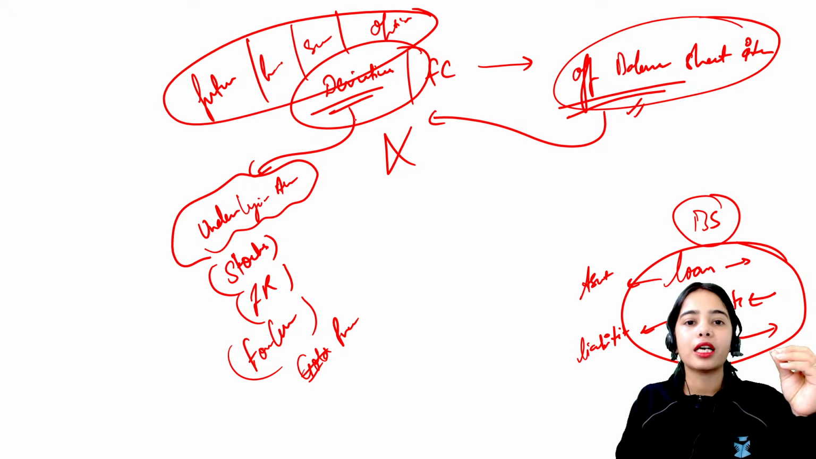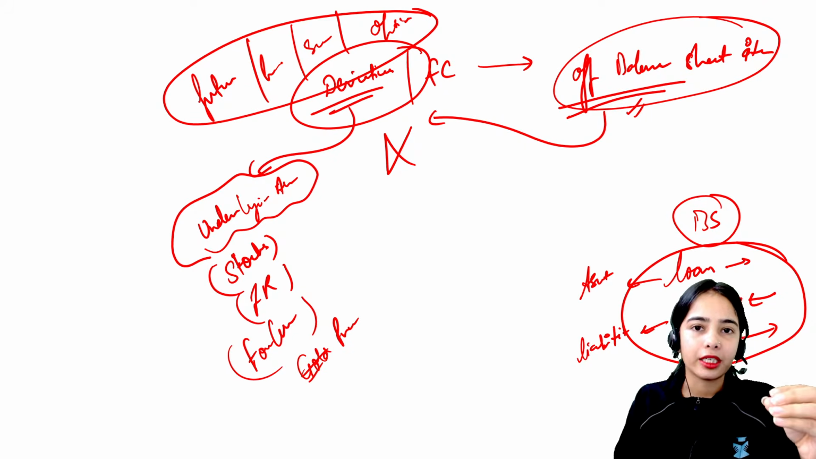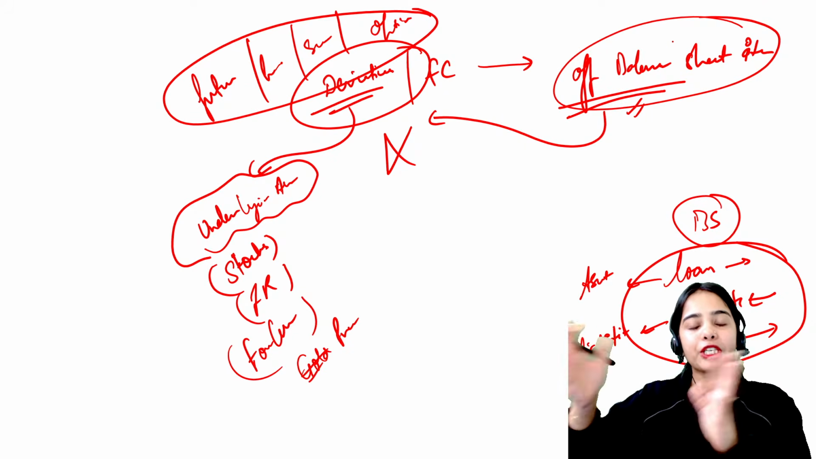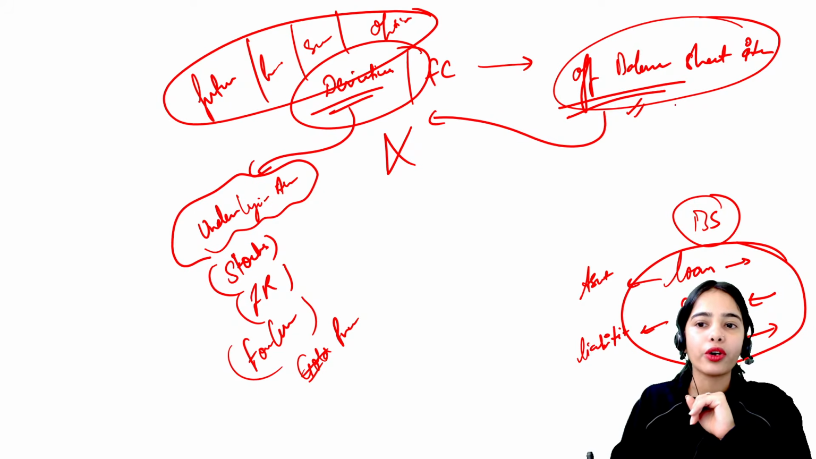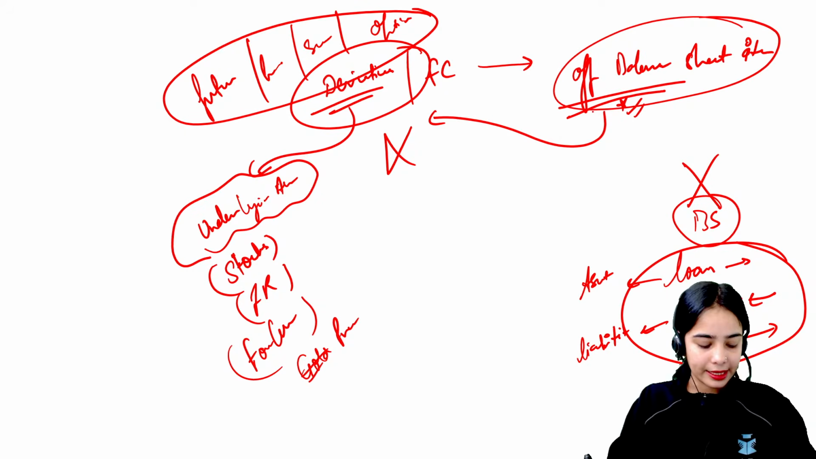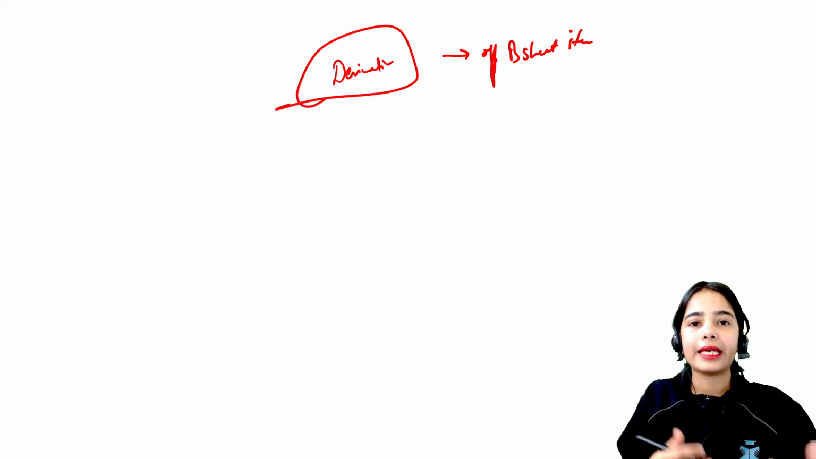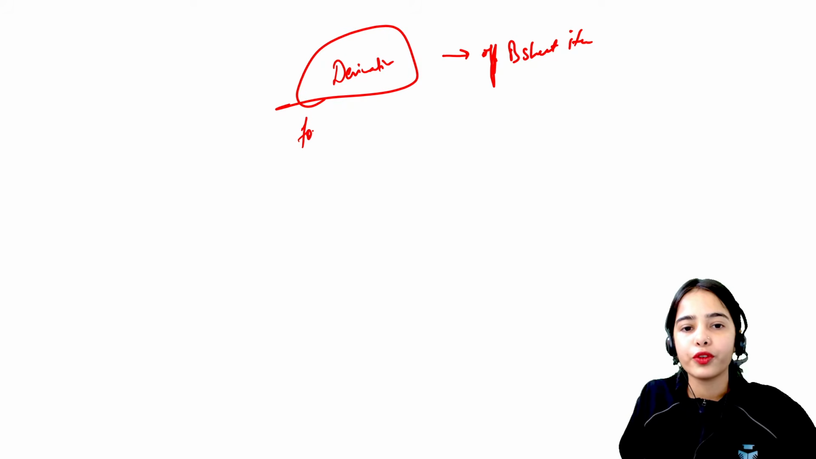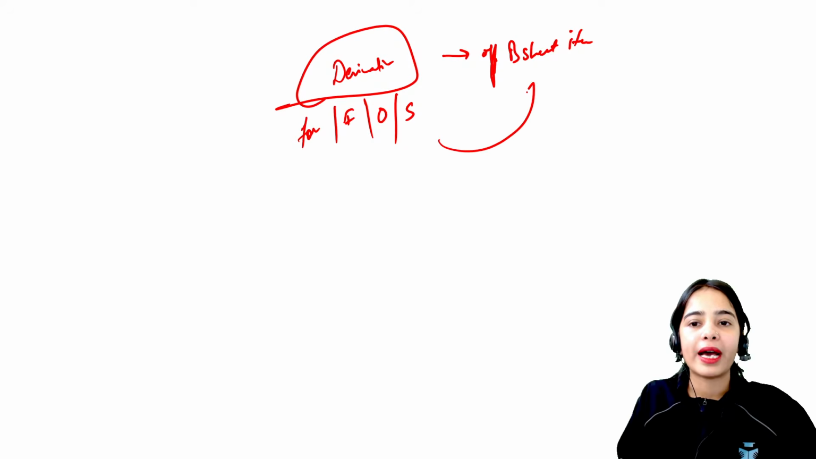So derivatives are the off balance sheet items that will expire or mature in the future, and that's why they are not recorded in the balance sheet. They are off balance sheet items. Derivatives are the off balance sheet items, like forward contracts, futures, options, or swap contracts.